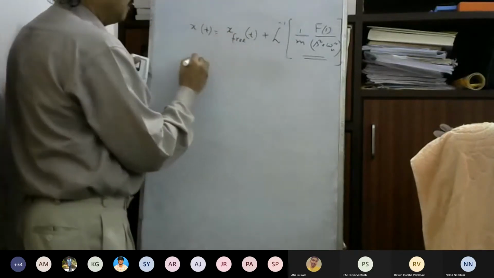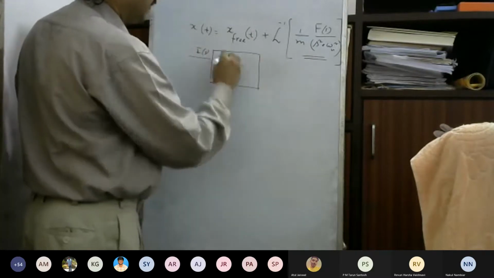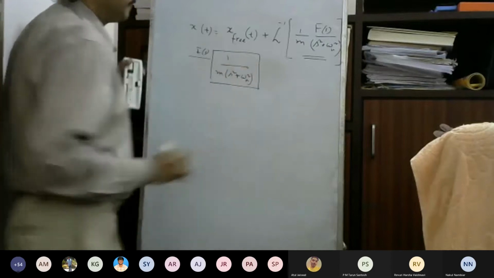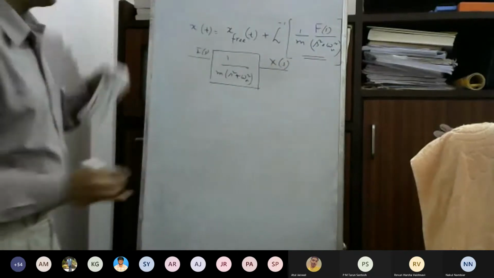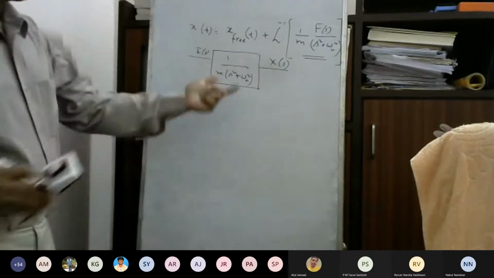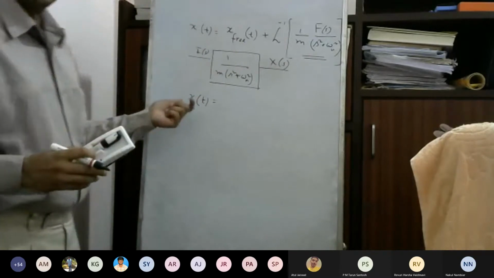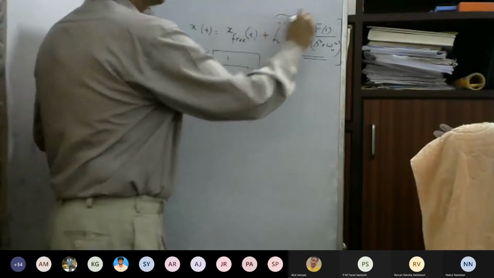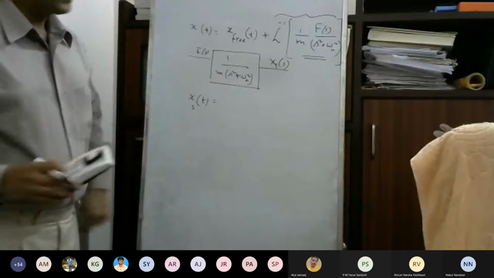But what we have now, this part, so we have F(s) and 1 by m times s square plus omega n square. This one is the X(s). Now what will be x(t) for that? If I denote this by, let us say, s, the reason I am writing s will be clear, but let me name this as Xs. So the contribution because of this part, I name as Xs. So Xs, what will be Xs(t)?